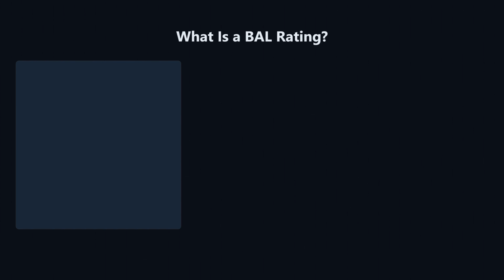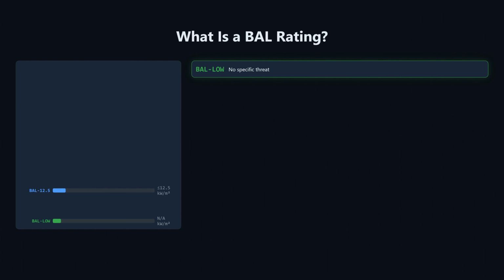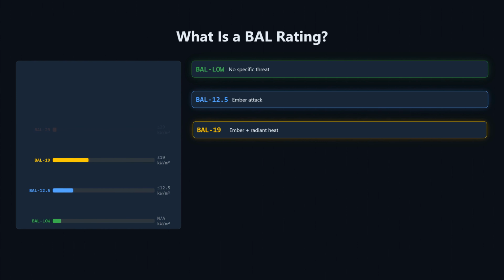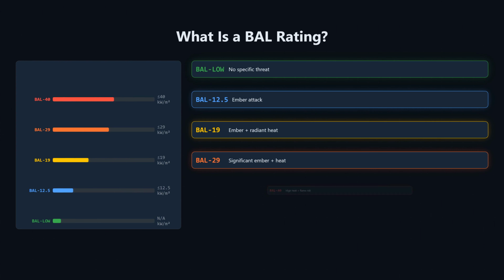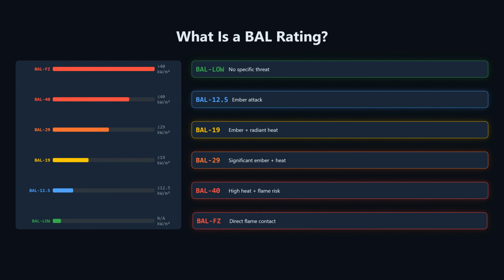A bushfire attack level, or BAL, is Australia's system for measuring how severely a bushfire could attack your building. It's defined in AS 3959, the standard for construction of buildings in bushfire prone areas. The BAL system measures one thing: radiant heat flux in kilowatts per square meter. There are 6 levels. BAL-LOW means no specific threat.